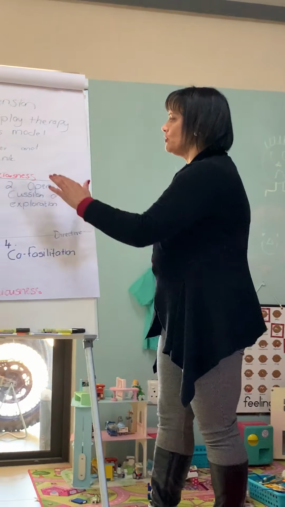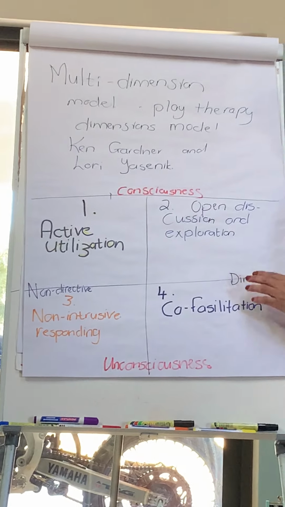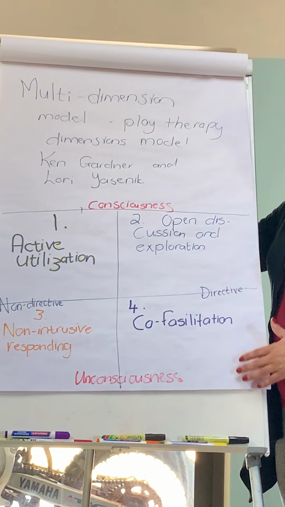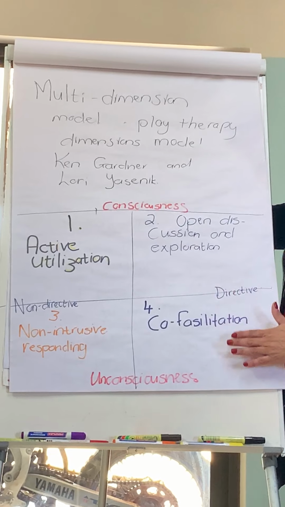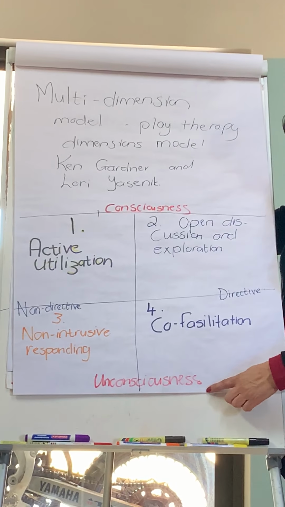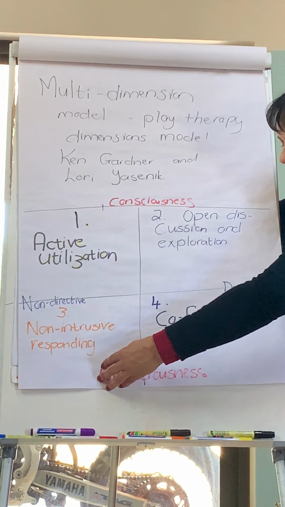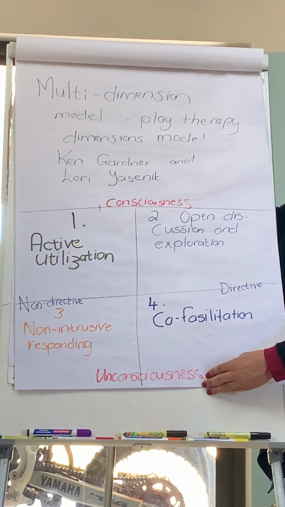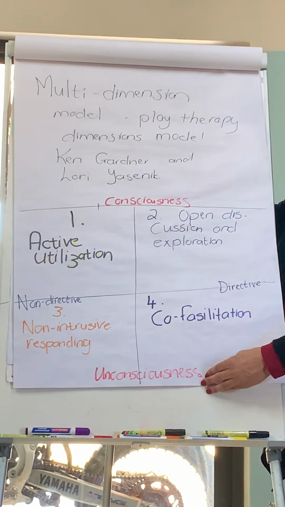According to the model of Ken Gardner and Lori Yasenek, we can distinguish in play therapy assessment and work between a level of consciousness and unconsciousness on the one hand. The child can either be very unconscious of the problem that led to the symptomatic behavior, maybe early childhood pre-verbal trauma that the child doesn't know about, or that's repressed and unconscious, or the child can be very conscious of the reason why they are in therapy.